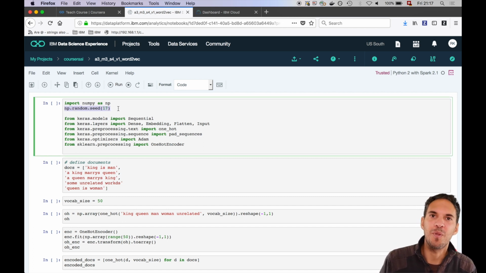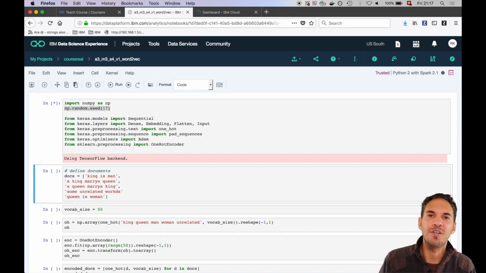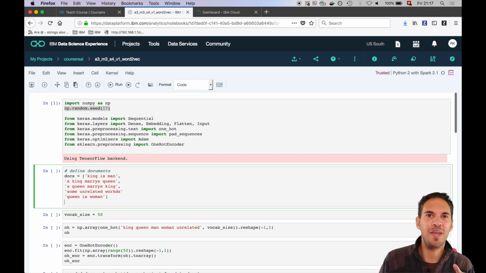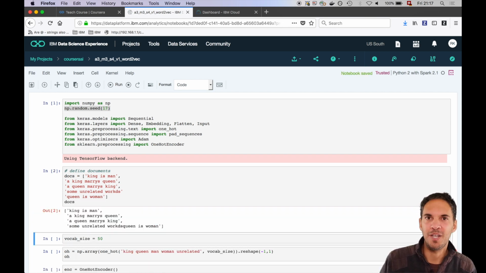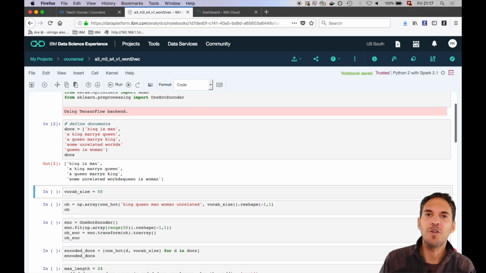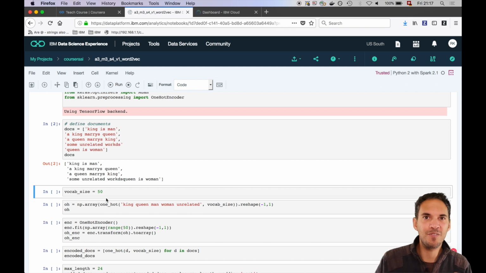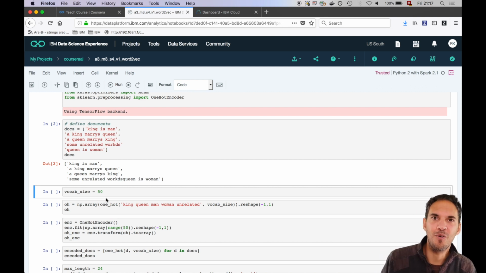So we will start with some imports, and we put here a seed so that the examples are replicable. So let's start with some sentences. This is a document which has 5 sentences, and 4 are related to queens and kings and so on, and men and women, and 1 is unrelated. We define vocabulary size 50. That means this system as it is will support 50 different words. In a real life scenario, of course, you have millions of words.